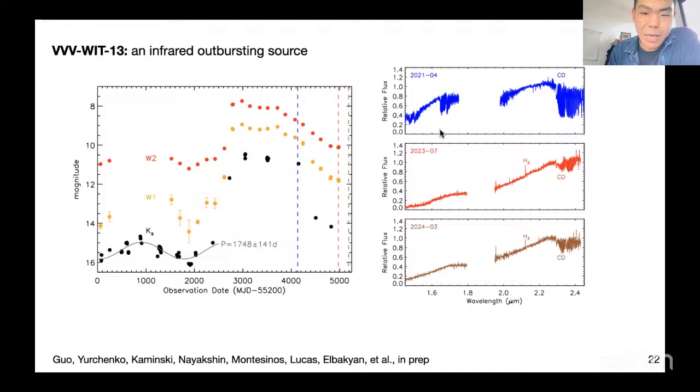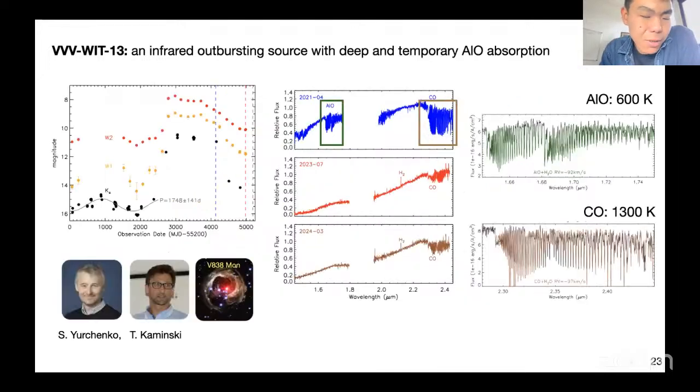Actually, my colleagues from UCL, Sergei Yurochenko, and also my colleague from Poland, Kamiński, recognized that this is actually the aluminum oxide absorption features, which is commonly seen around red novae. If you are old enough, like myself, you can remember that in 2008 or 2009, we had a really nice red nova event called V838 Mon, with a pretty image taken by HST, the Hubble telescope. So in this source, we detected aluminum oxide.